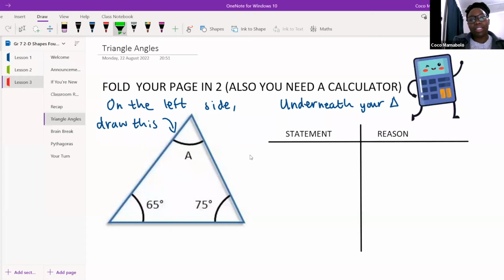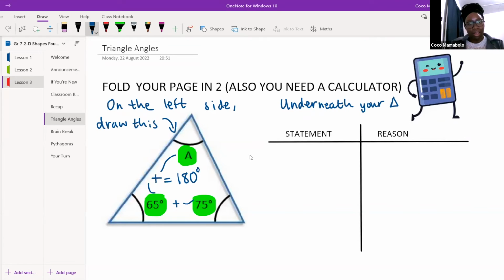Okay. So that means if I add 75 degrees plus 65 degrees plus whatever A is, all together, they must equal 180 degrees. So this one plus this one plus this one together must give me 180 degrees.